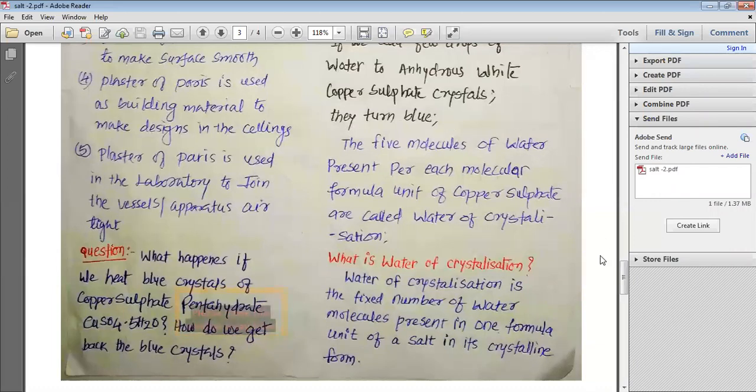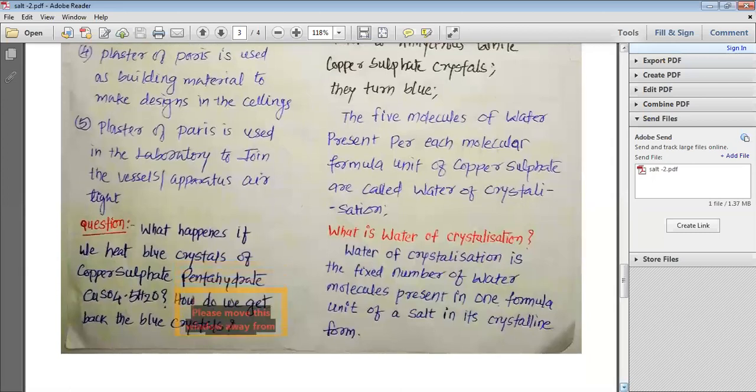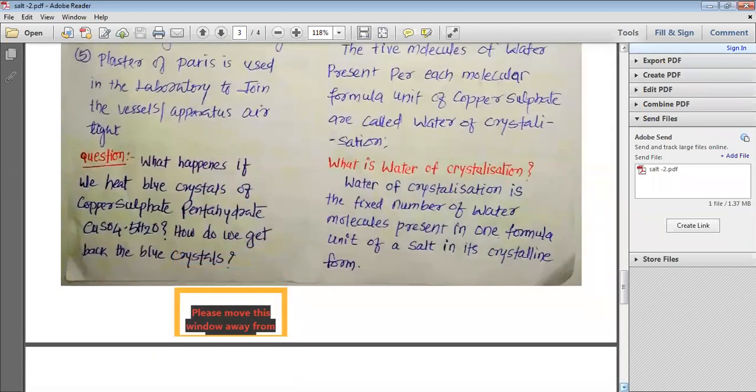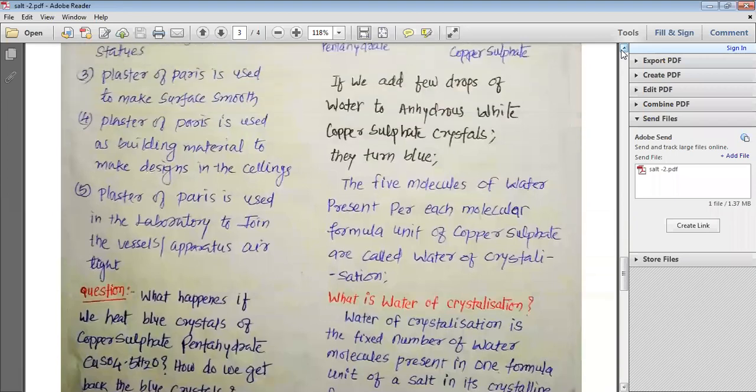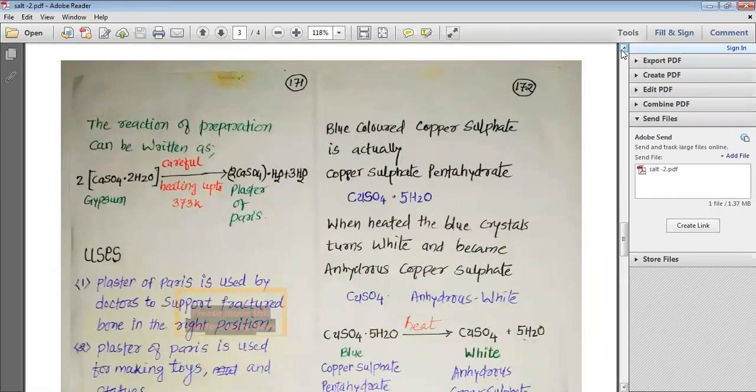Now we have a very interesting question, my dear students, and it is also an activity. I am going to send you soon the video for this activity, but let us understand this activity first. What happens if we heat blue crystals of copper sulfate pentahydrate, that is CuSO4·5H2O, and how do we get white crystals? So my dear students, we are already aware that copper sulfate is blue in color. Now what happens if we heat this blue copper sulfate?